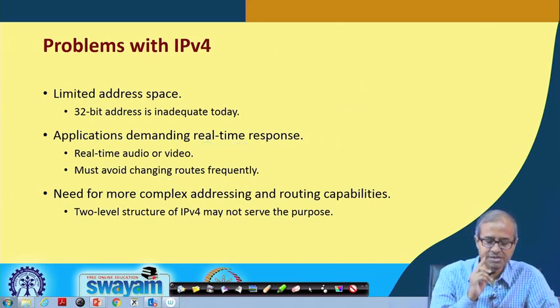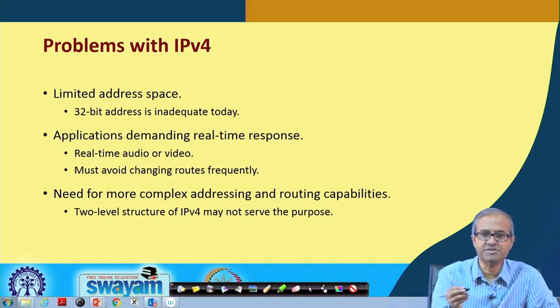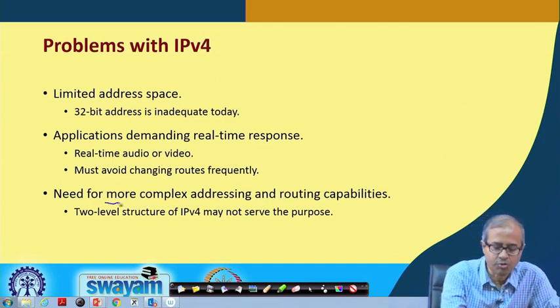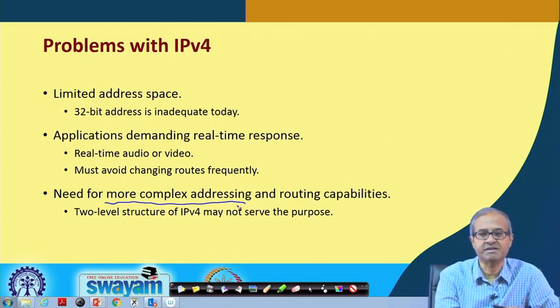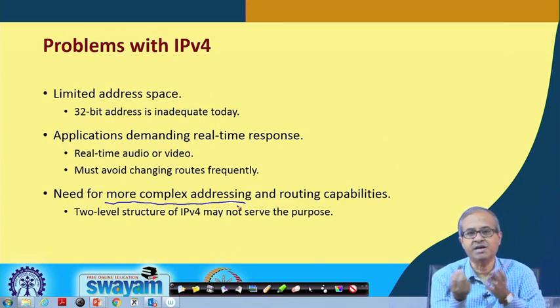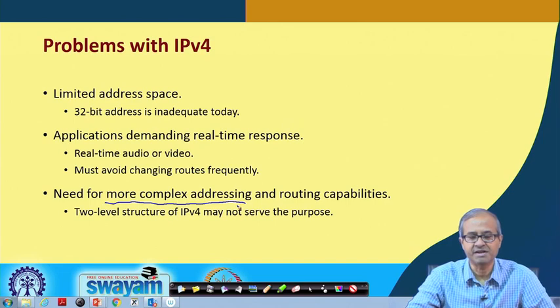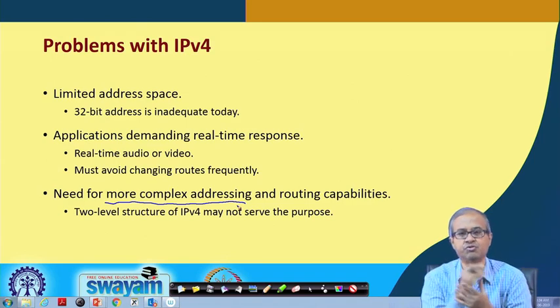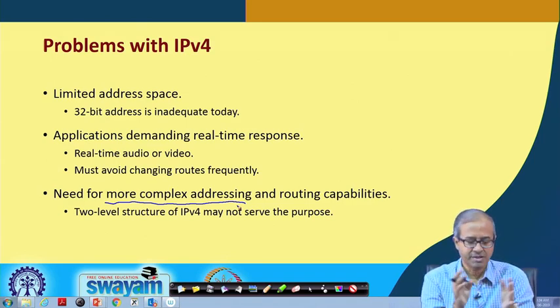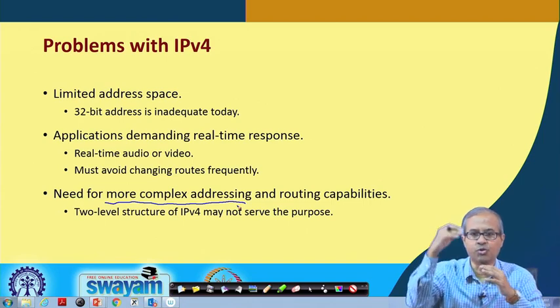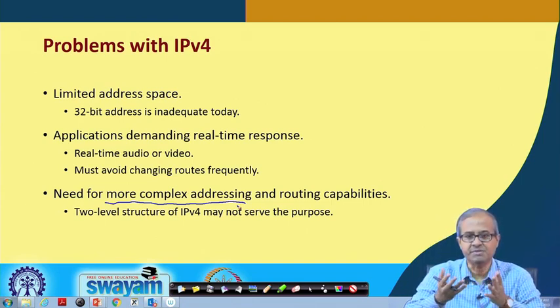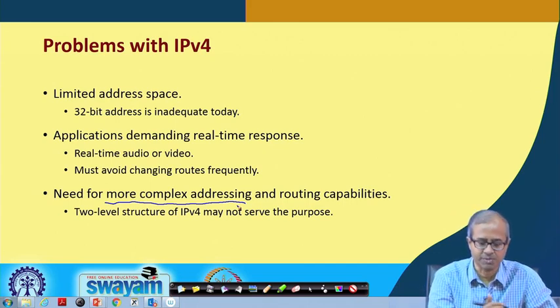Secondly, there are some scenarios coming up where you need more complex addressing and routing capabilities. You recall that in IP version 4 you have 2 level routing: you have a network and a host. Of course, within the host you can use a subnet and introduce a third hierarchy, but that is just within the host address space available to you. But IP version 6 allows more levels of addressing, which becomes more flexible, and of course, it will get more complex.